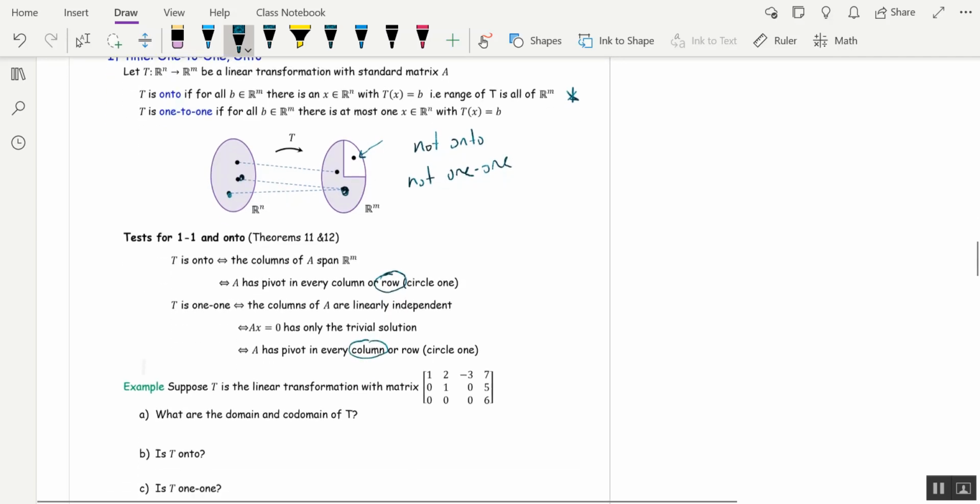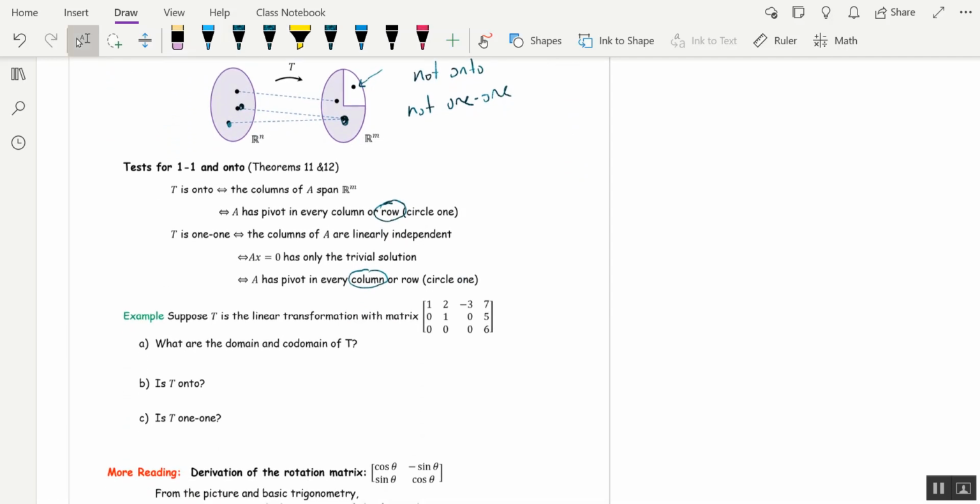So here's just a simple example. Suppose T is a linear transformation with this matrix. Now this matrix is 3 by 4, so T maps R4 to R3. So R4 is the domain, and R3 is the codomain. Is T onto? Well, do we have a pivot in every row? Yes, we do. Is T one-to-one? Do we have a pivot in every column? No, we don't. All right, and that is the end of this section.